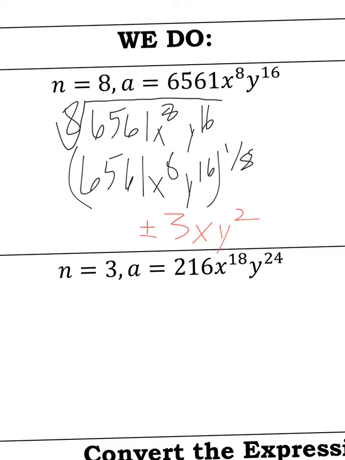So that's going to get me, the 8th root of 6561 is 3, and then 8 divided by 8 is power of 1, and 16 divided by 8 is 2. So I get 3x y squared for number 1.